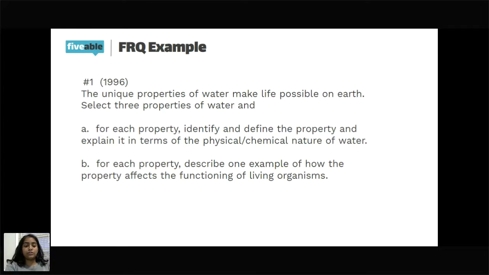That's what the next question is geared towards. And so B, for each property, describe one example of how the property affects the functioning of living organisms. So we can do one or two of those. With high specific heat or evaporative cooling, the way that works is it helps with thermoregulation. So basically, when water is on the surface of your skin and it evaporates because of that high specific heat, it leaves a cooler surface behind and helps with regulating temperature.